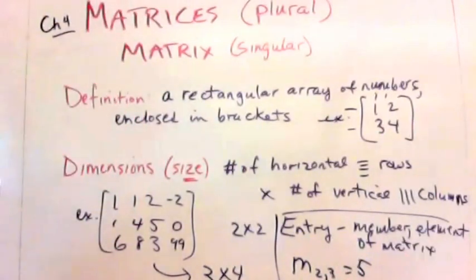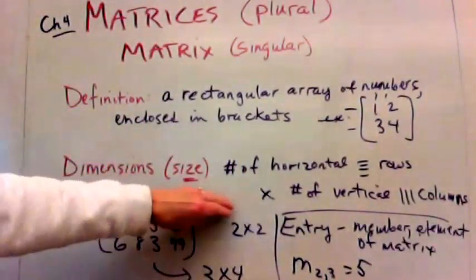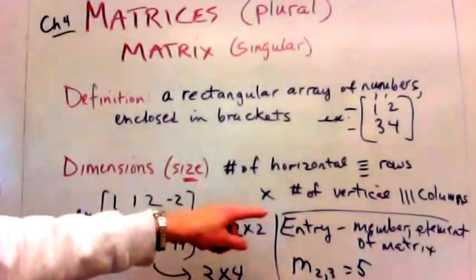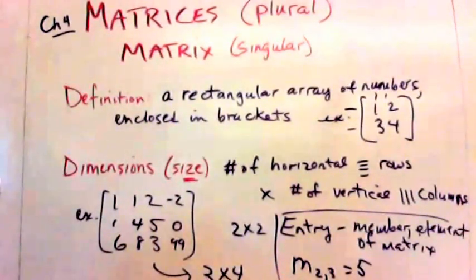Okay? So we've got the definition, a rectangular array of numbers enclosed in brackets. The dimensions are simply the number of rows by the number of columns. And the entry can be found with this entry address, which tells you where in the matrix to look. Okay.